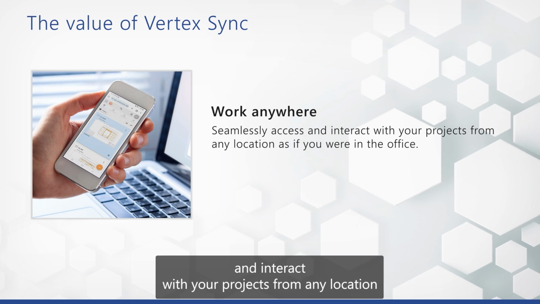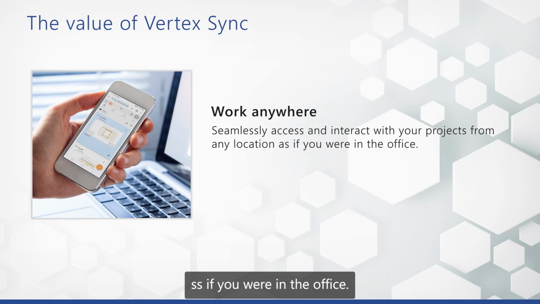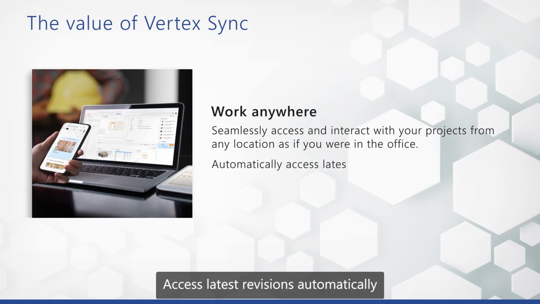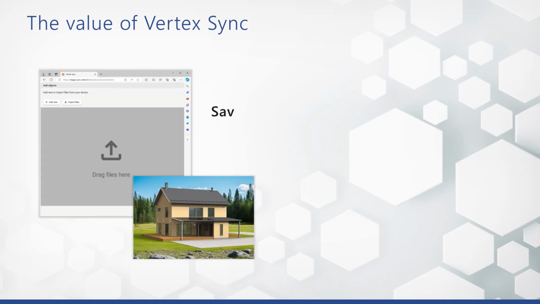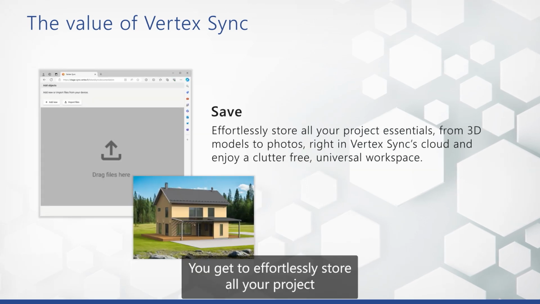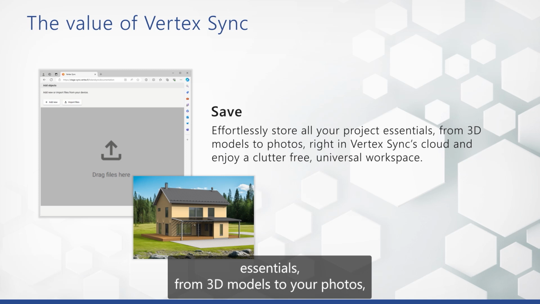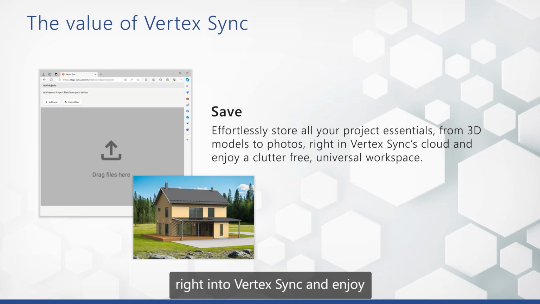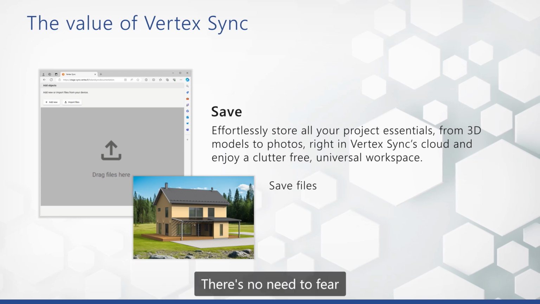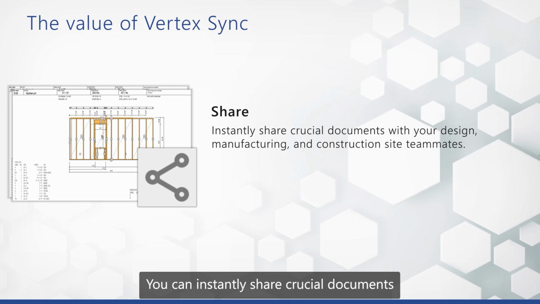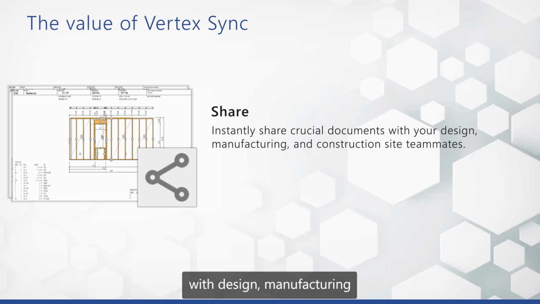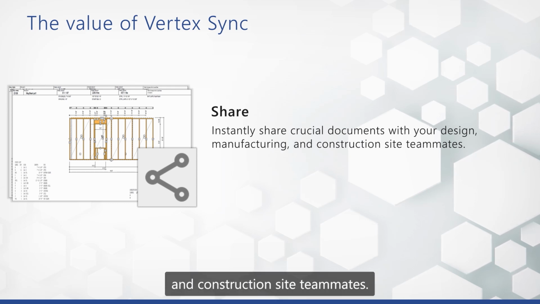seamlessly access and interact with your projects from any location as if you were in the office. Access latest revisions automatically without fear of using old data. You get to effortlessly store all your project essentials from 3D models to even photos right into Vertex Sync and enjoy a clutter-free universal workspace. There's no need to fear file loss or corruption. You can instantly share crucial documents with design, manufacturing, and construction site teammates.